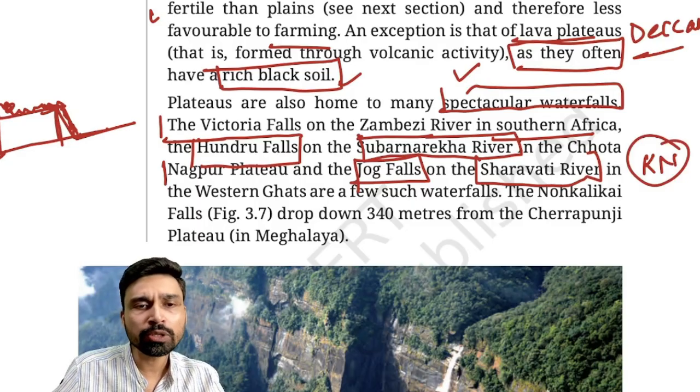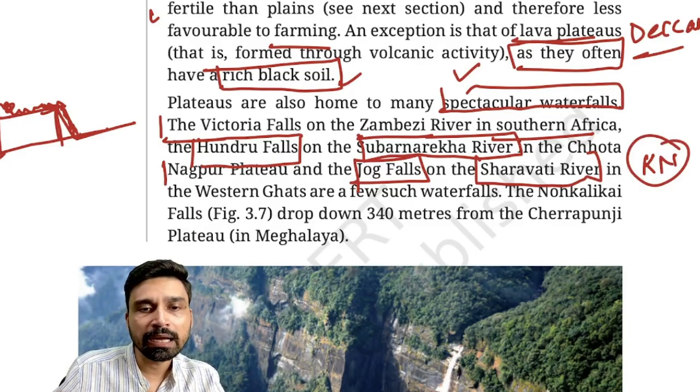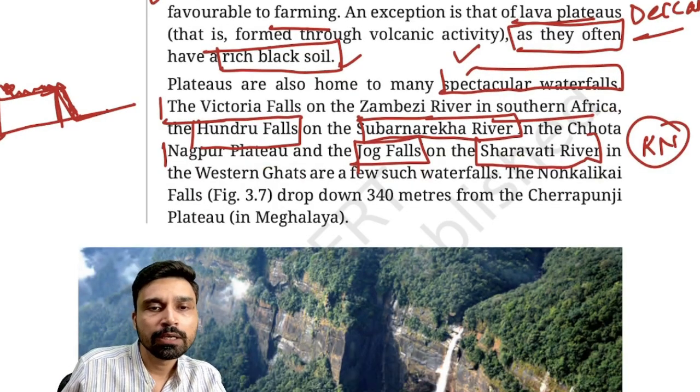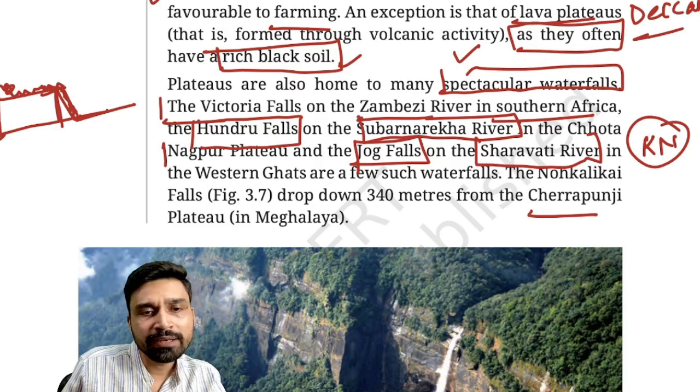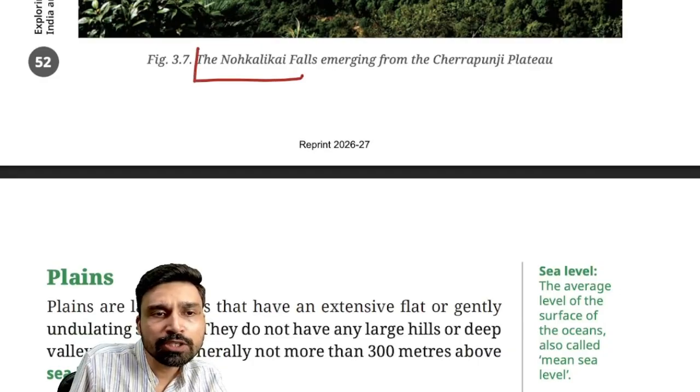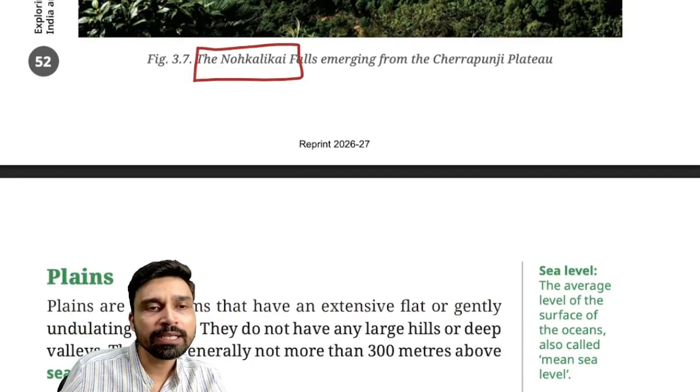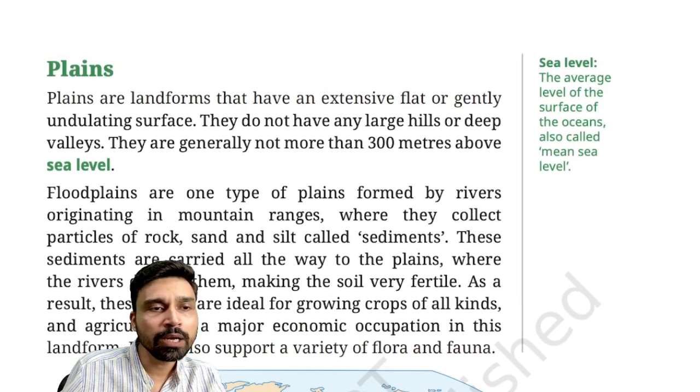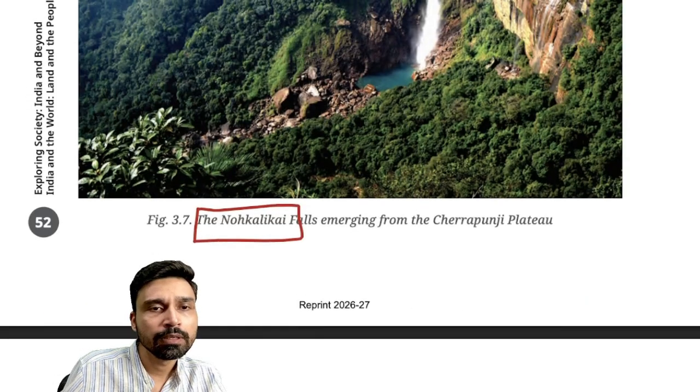And similarly, if you go to the eastern part of India, like the Meghalaya Plateau, you will find a place that is called Cherrapunji. Nearby Cherrapunji, you will find a waterfall, and the picture of this waterfall is shown here. This waterfall is called Noh Kalikai Fall. As you can see from this particular diagram, this is how Noh Kalikai Fall looked.